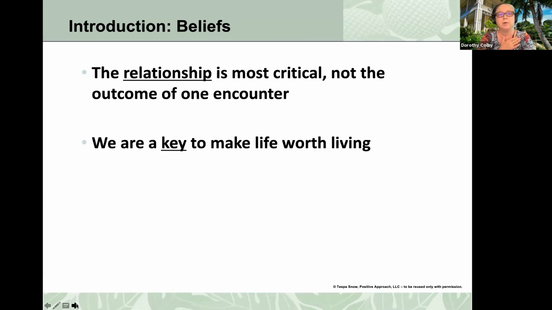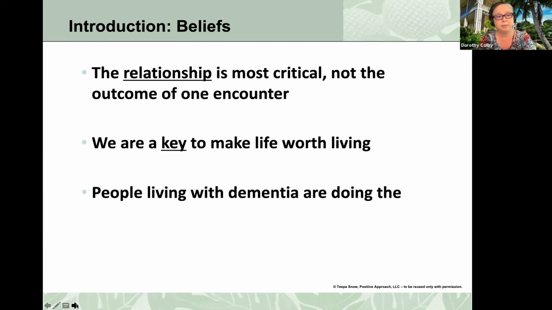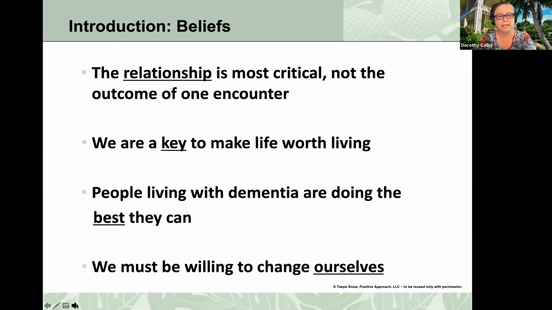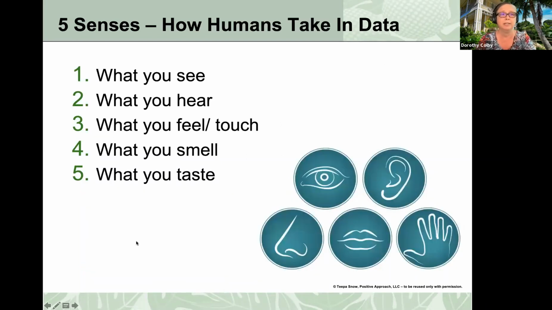We want to acknowledge that we are the key to making life worth living, and people living with dementia are doing the best that they can, and we must be willing to look to ourselves because we are the ones with the healthy brains and that are flexible. People living with dementia didn't have a choice about this, and the changes in their brains make it extremely hard for them to have that flexibility.